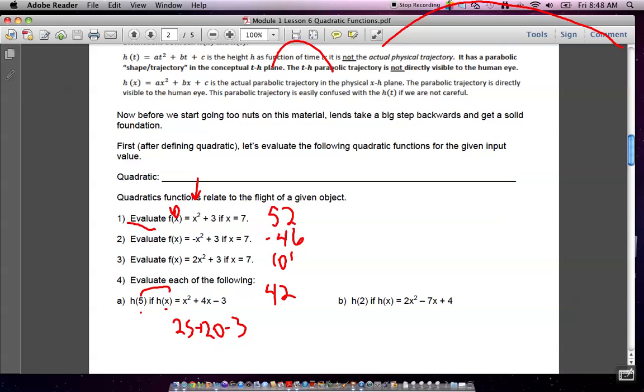H of 2 if h of x is 2x squared minus 7x plus 4. Okay, figure that out. And by the way, we're not doing just one day of this. We're going to do 2 days of this as well. So if you're not completely perfect on this, we have a lesson just like it on Monday. Negative 2.